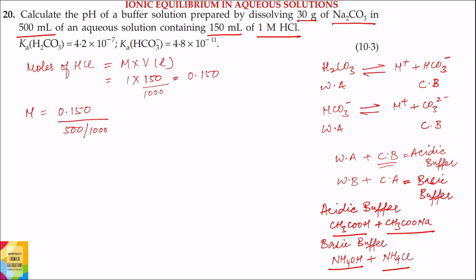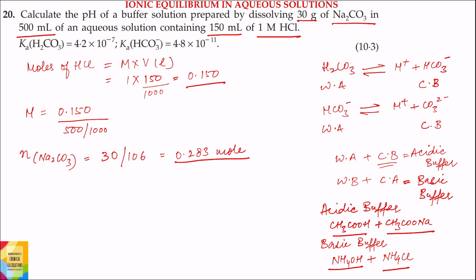And if we have to find moles from molarity, then molarity multiplied by volume will give moles. So moles of HCl remains 0.150 moles. Similarly, moles of Na2CO3 will be equal to weight of Na2CO3, that is 30 divided by 106. This is equal to 0.283 moles. Now this many moles are present in 500 ml of the solution. So 0.283 moles of Na2CO3 is present in 500 ml of the solution.